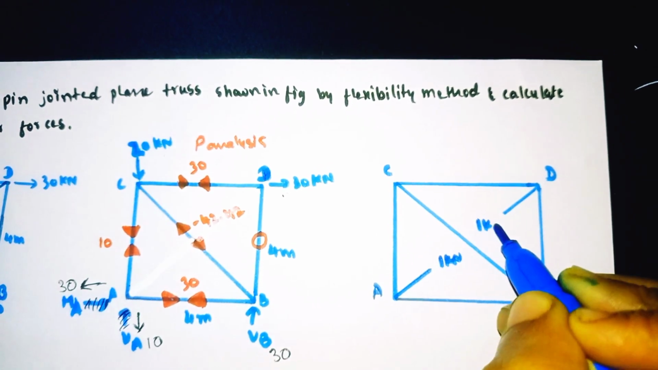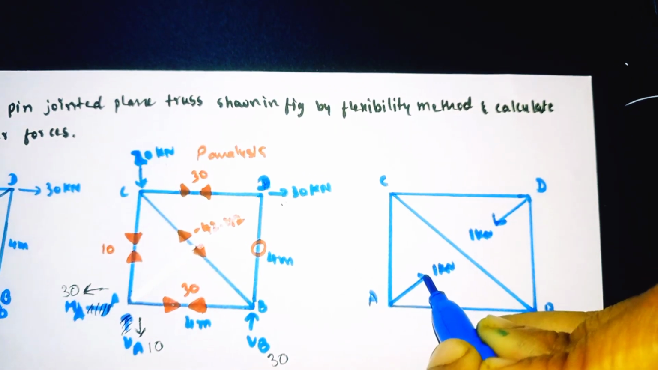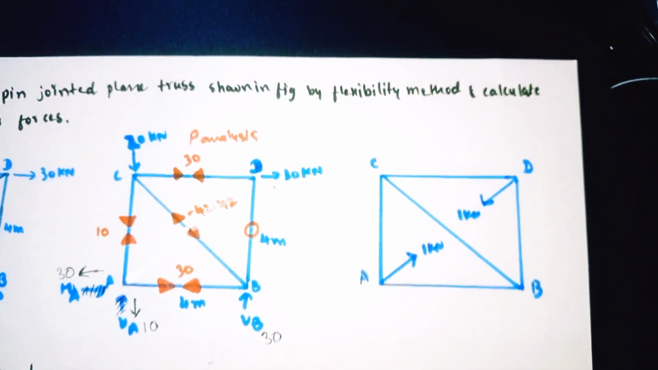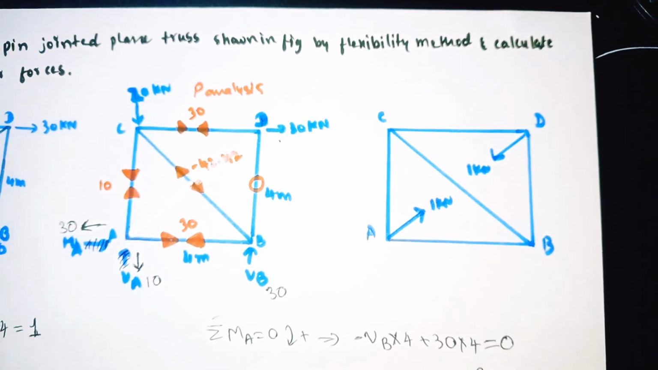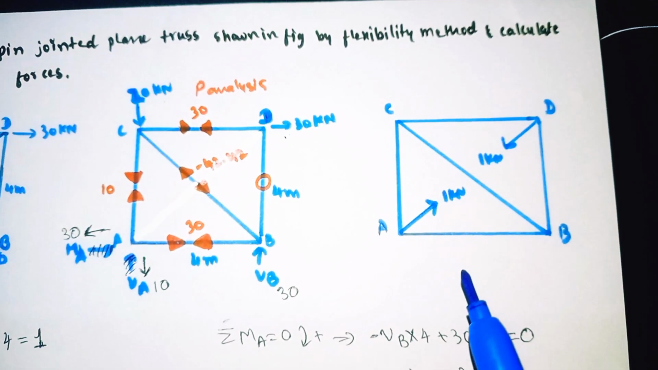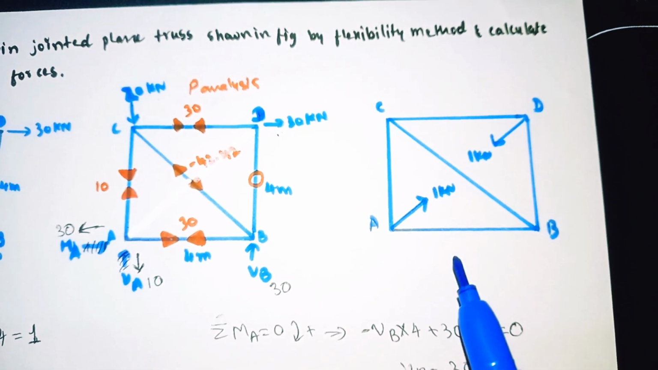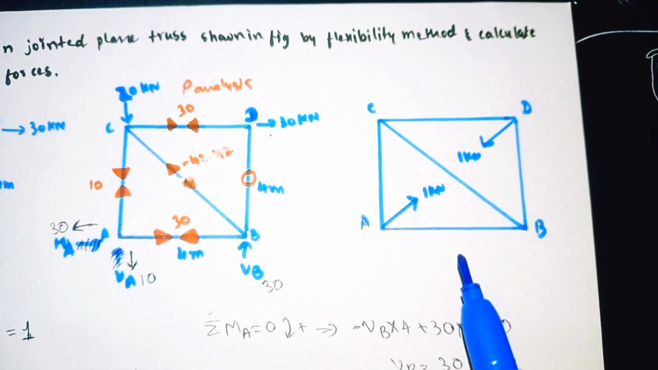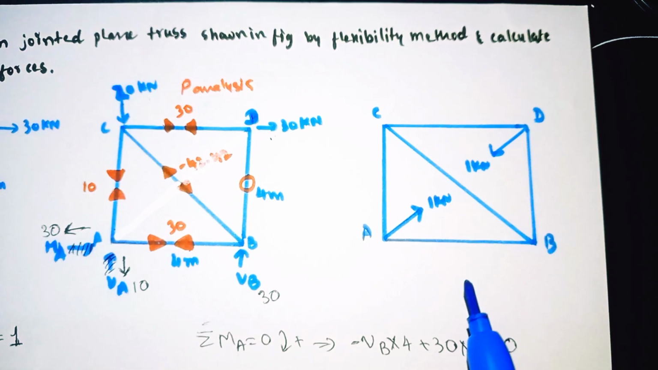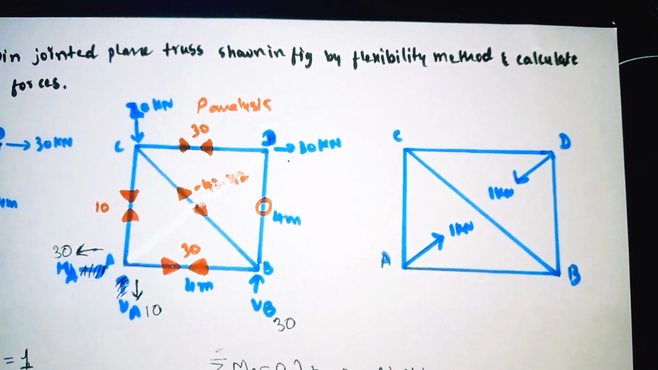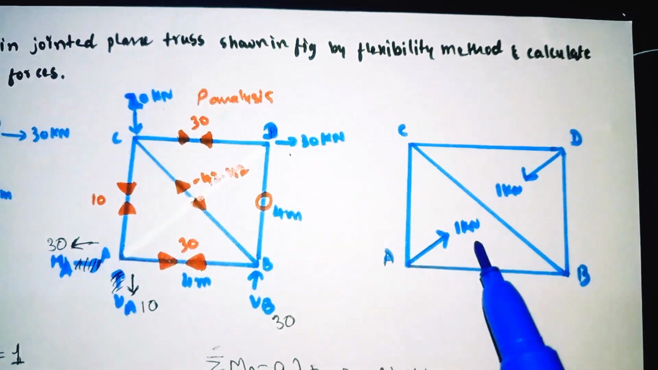Unit load of 1 kilonewton. The direction should be away from the joint. Away from the joint means like this. Whenever you apply the unit load, the direction should be away from the joint. And however many members you remove, that many unit loads of 1 kilonewton you need to apply. So a unit load should be applied according to each member that is removed. Wherever you remove, at that point you need to apply the unit load of 1 kilonewton.